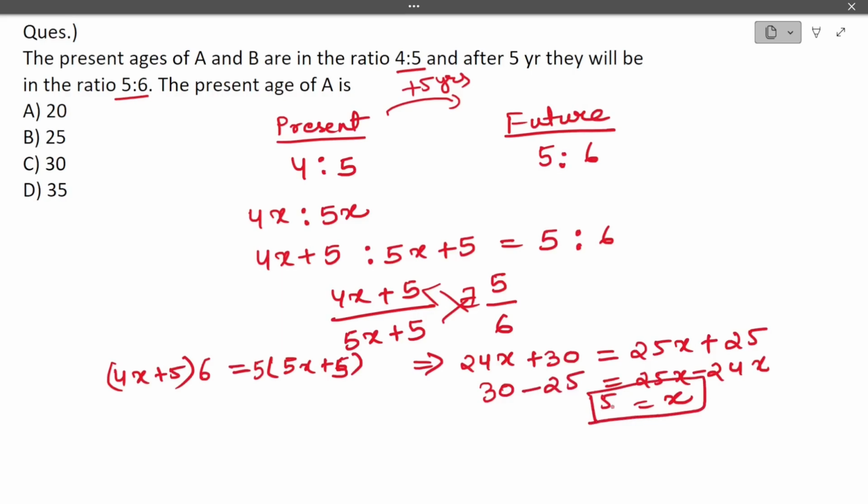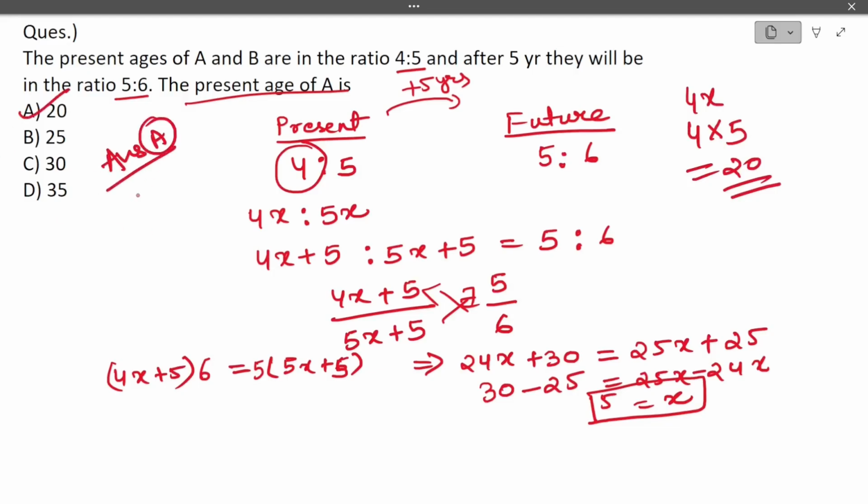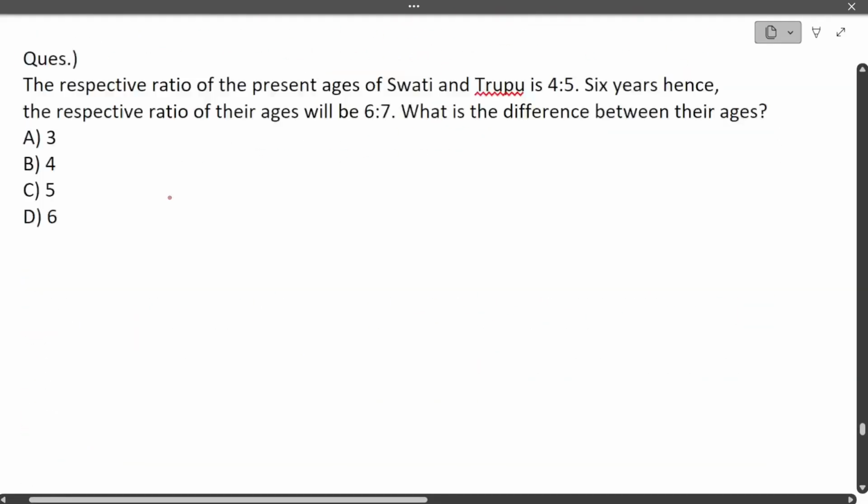Okay, now what we were asked is to find the percentage of a. So the ratio of a that we have taken was 4x. So the percentage of a will be 4 into 5, simple, which is 20. So let's see if we have option 20. Yes. So the correct answer for this question will be option number A, which is 20. Okay, let's move on to the next question now.